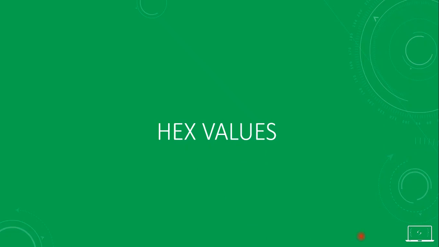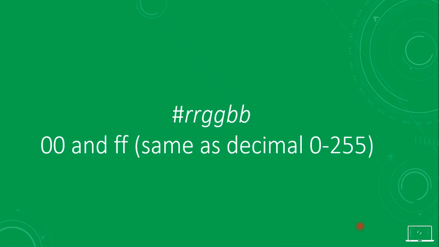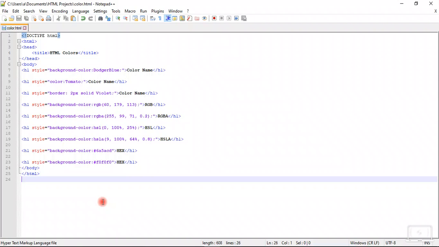In the last are the HTML hex colors. A hexadecimal color is represented with RR, GG, BB, where hexadecimal integers specify the components of the colors. The values are between 00 and FF, which is same as decimal 0 to 255.